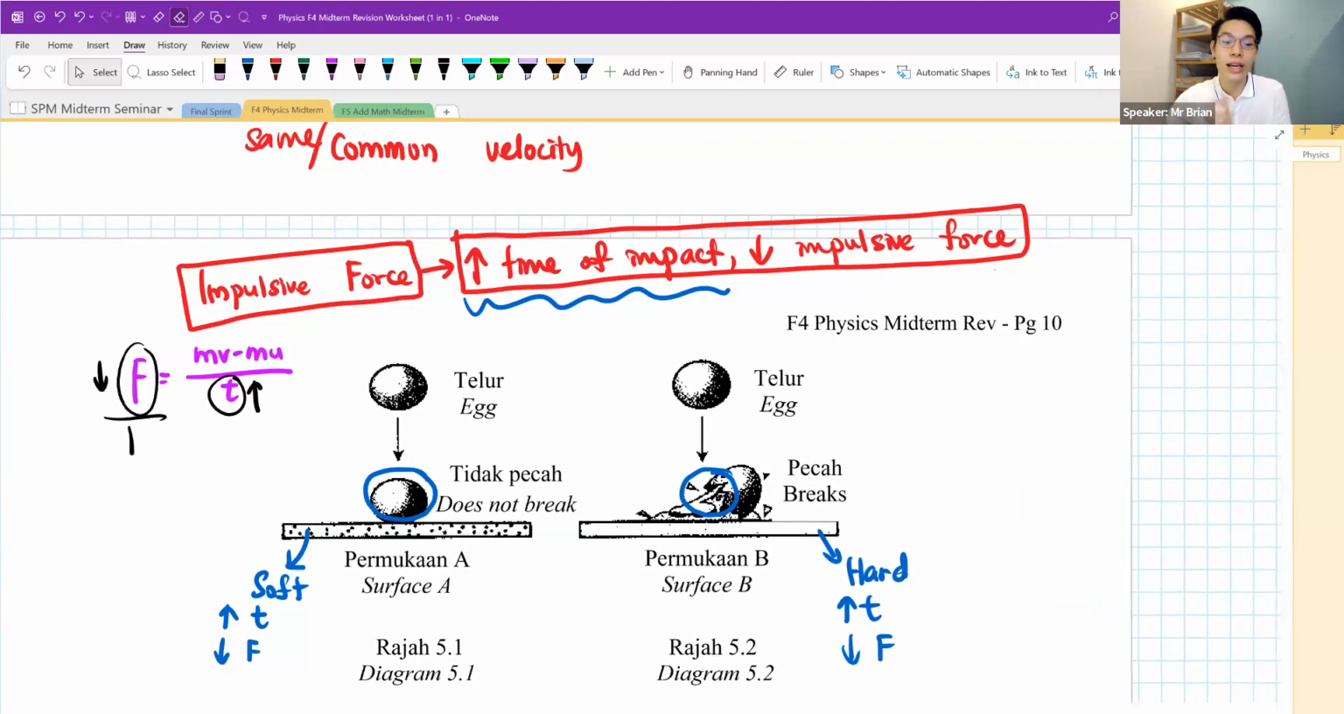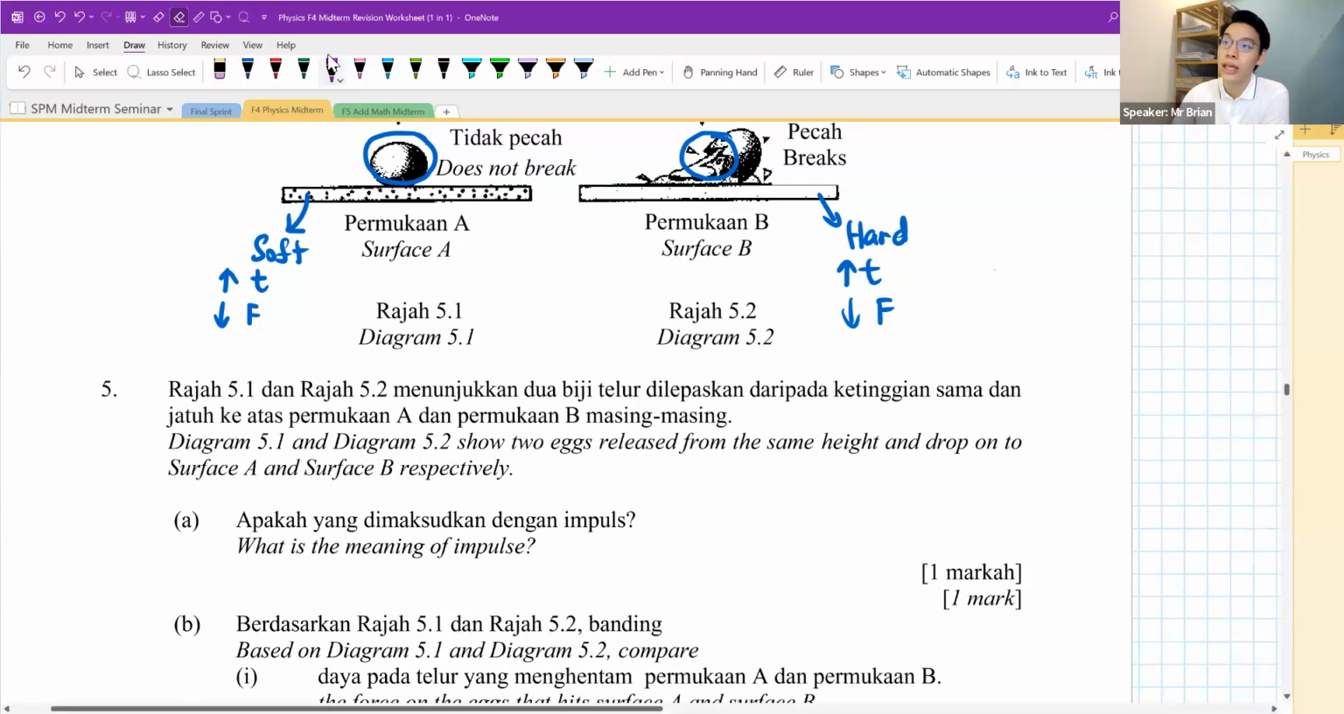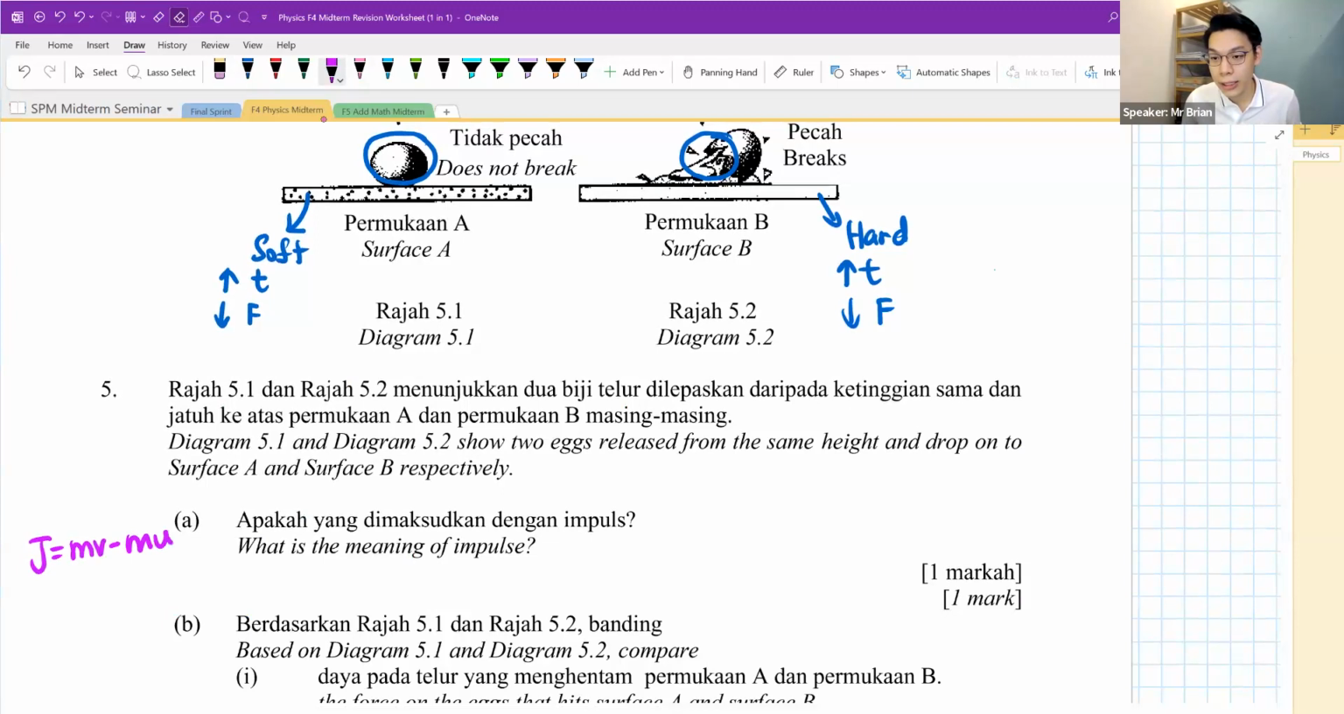Okay, now let's try to answer the questions here. So I told you the highlight of impulsive force already. Okay, the meaning of impulse. Impulse is different. They are asking for the formula for impulse, which is like this. This one is mass times velocity, which is momentum. Okay, but it's final momentum. Then this one is also momentum, but this one is initial momentum.